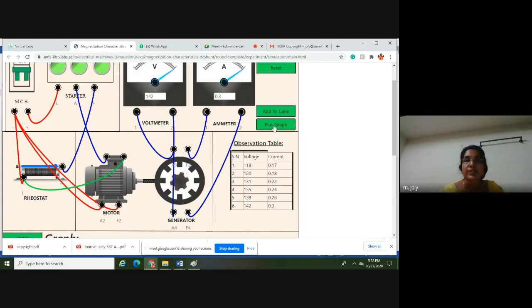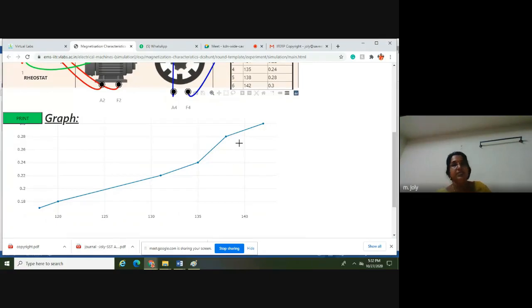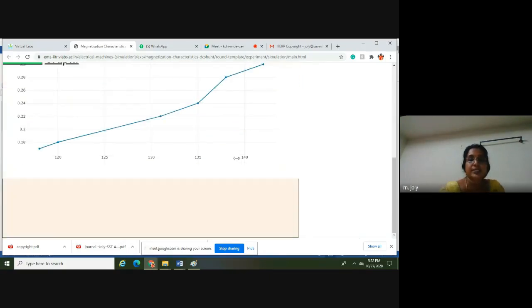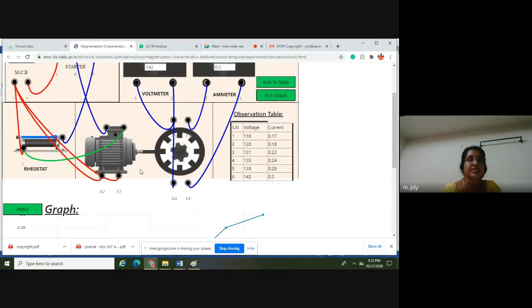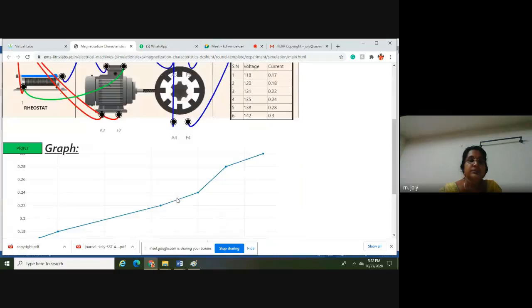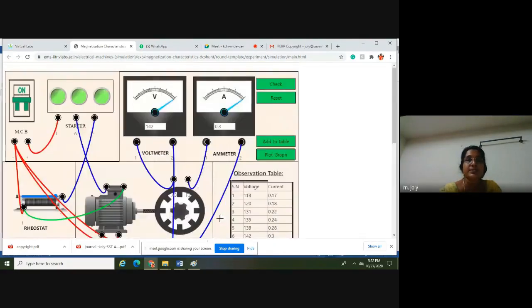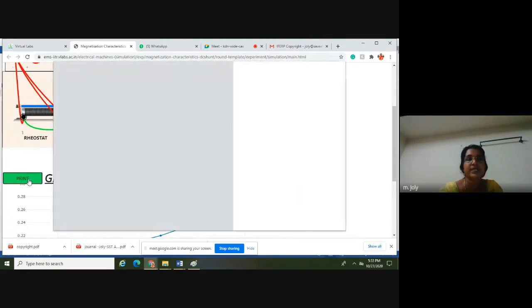Then plot graph. You have to click the plot graph. So the graph has come. Understood? If you have got a printer at home, you can print, you can give the print option. Otherwise, you have to take a snapshot of this graph and paste it along with your observation book. Because the connections you have done, the readings you have got, and the graph you have got.